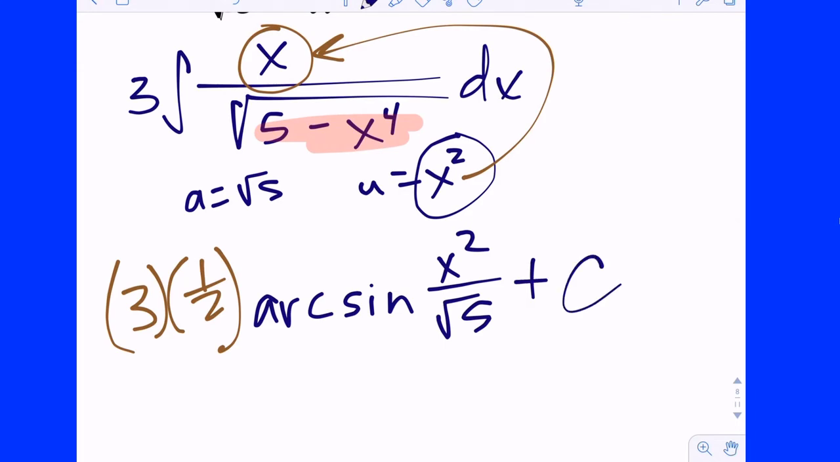Only if you leave the plus c off. That would be a paddleable offense. Okay? Paddleable. The ability to be paddled.